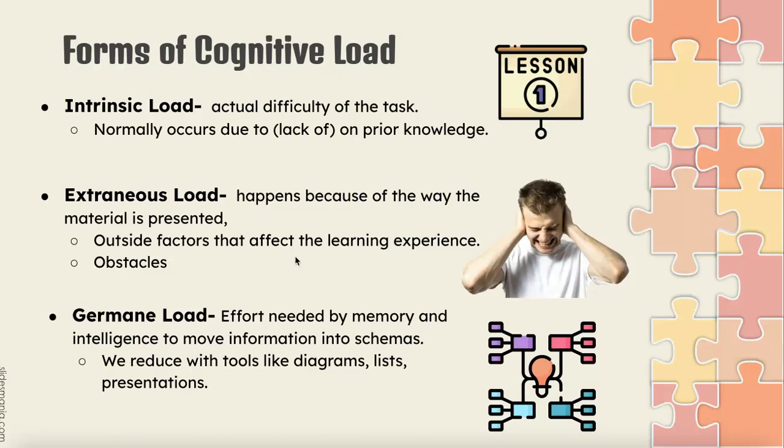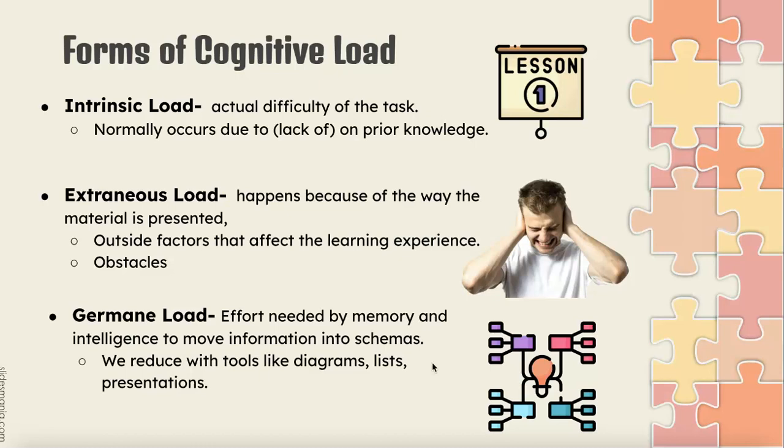Then the extraneous load is related to the way the learning material is presented. So outside factors like loud music, noise, and other types of distractions are considered obstacles that prevent learners from processing the material. And then the germane load is the effort needed by memory and intelligence to move information into schemas, so how we process complex information into memory. When we use tools that help simplify information like diagrams, presentations, and lists, we are reducing the germane load to promote the creation of schemas.